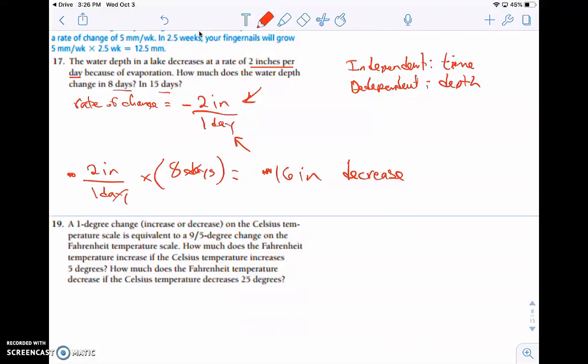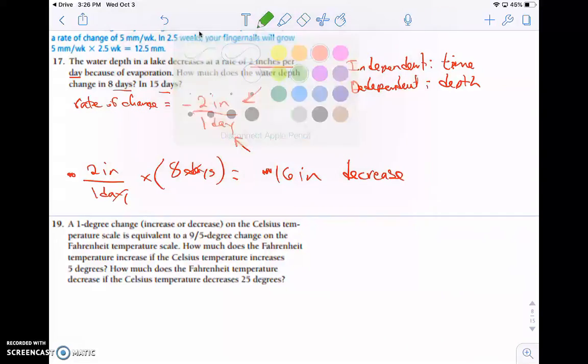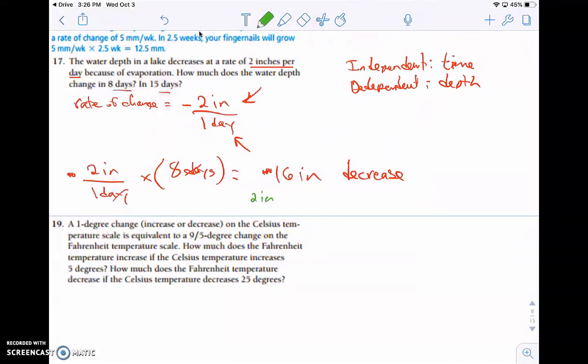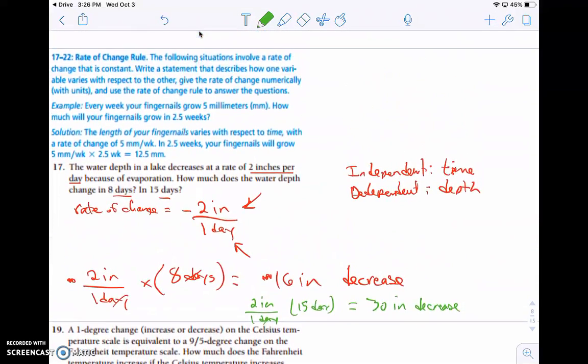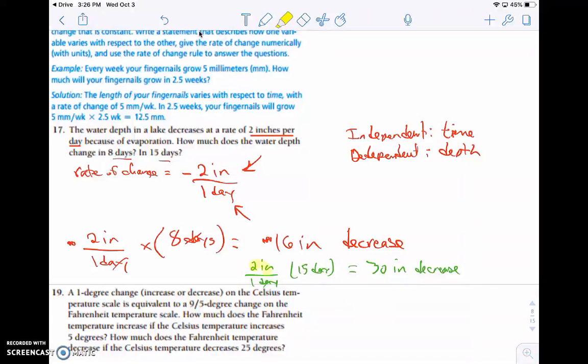So that's how we would take on those problems. And then if we wanted to go after 15 days, again, you would just do 2 inches for every 1 day, times 15 days. The days will cancel, and you'll get a 30-inch decrease. So again, that's how we would use this rate of change rule. We're just taking the rate of change, timesing it by how much we're changing our independent variable, and then that will be how much the dependent variable changes over that time frame.